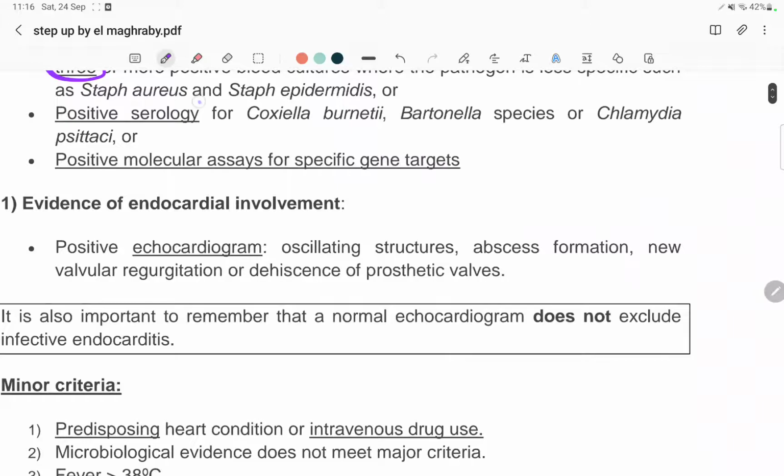Positive serology: serology is done for Coxiella, Bartonella, Chlamydia psittaci, or positive molecular assays of specific gene targets. Evidence of endocardial involvement: positive echocardiogram, oscillating structures, abscess formation, new valvular regurgitation, dehiscence of prosthetic valve. It is important to remember that a normal echocardiogram does not exclude infective endocarditis.